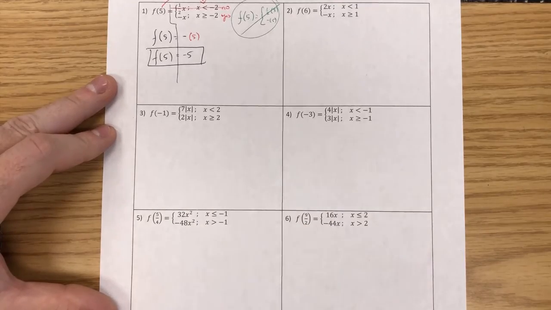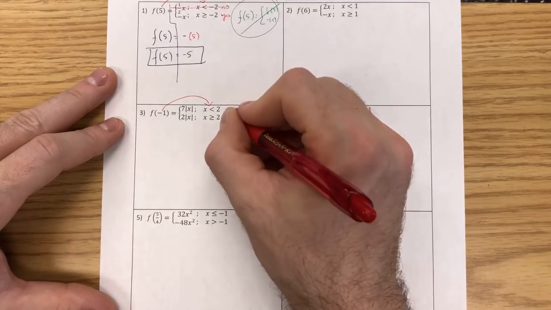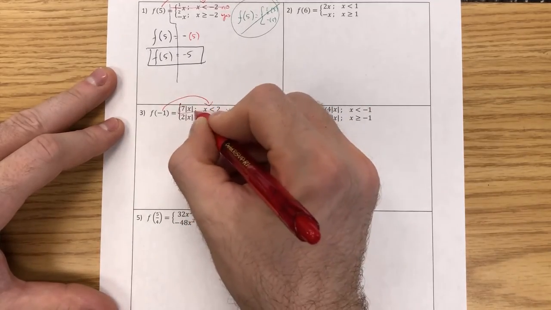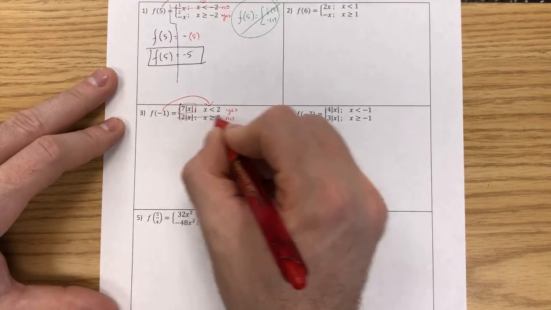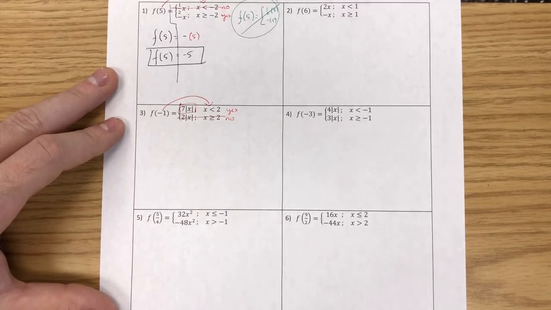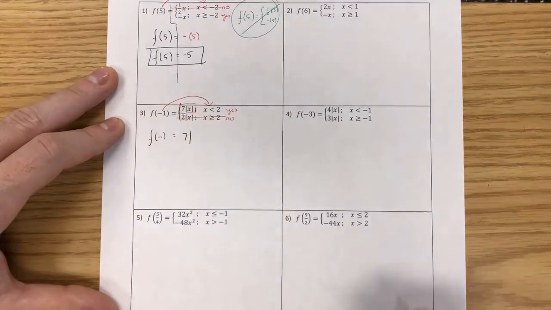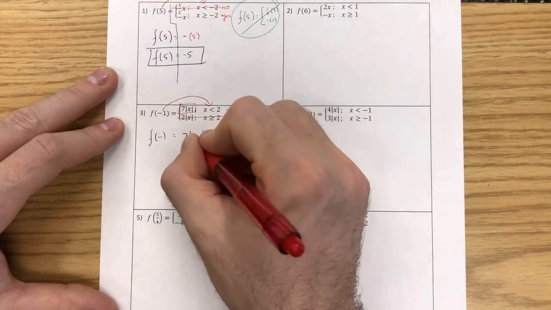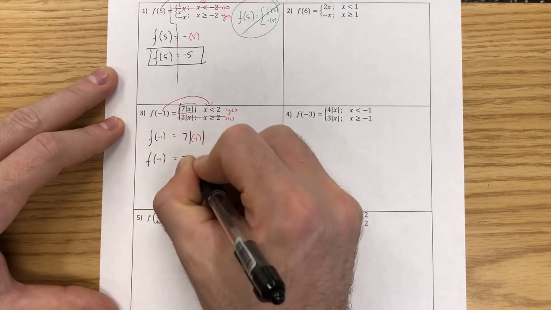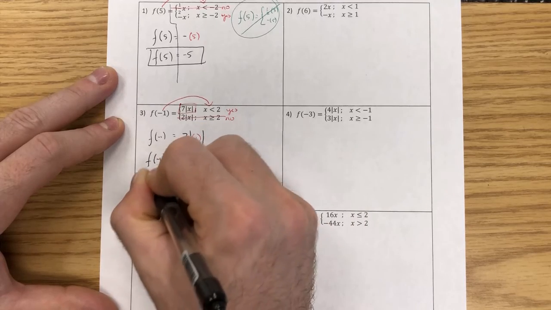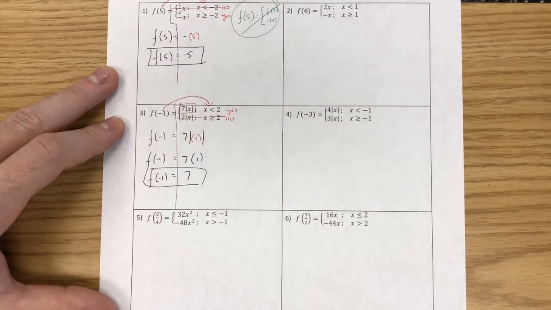So with this one, I only plug it in where appropriate. If I go and check, negative 1 is less than 2, so I'm going to be using that function. Negative 1 is not greater than or equal to negative 2. I'm not going to be using the bottom function. So I'm going to take my f of negative 1, and I get 7 times the absolute value of negative 1. 7 times 1, which is a positive 7. Boom. And there we go.